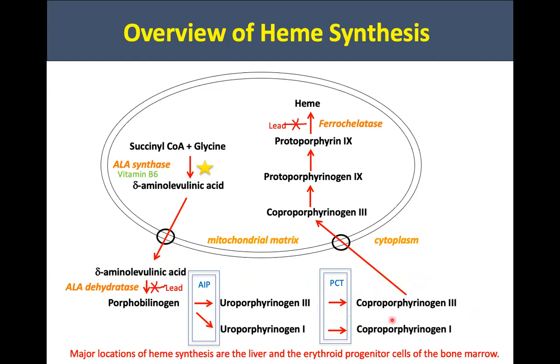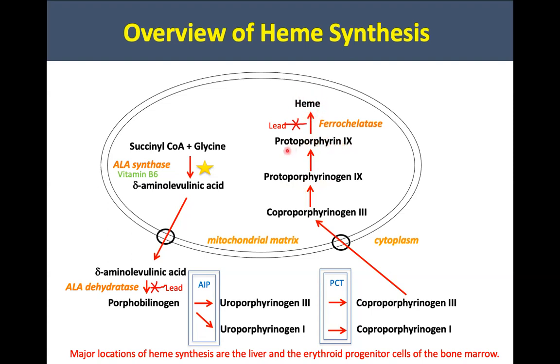So that's the main things and the main ways that they might test you on this. The next two steps in this pathway aren't incredibly important, but essentially the coproporphyrinogen is going to go inside the mitochondria. It's going to be metabolized into protoporphyrinogen 9, and then the protoporphyrinogen 9 is going to be metabolized into protoporphyrin 9. And then the protoporphyrin 9 is going to form heme.